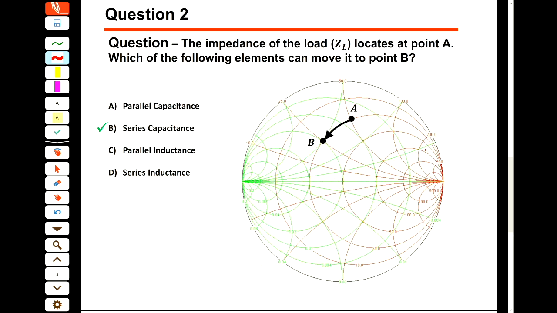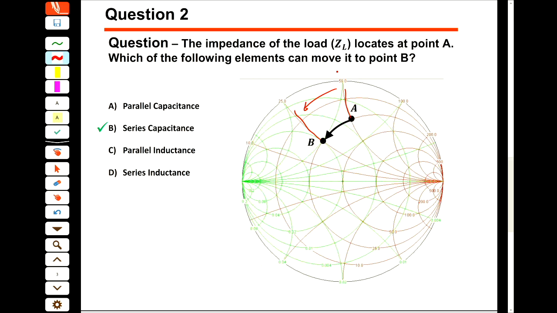First of all, we are moving on the red circles, and these red circles are impedance. Everything is in series. So it could be B or D, and we see that the value that we get for the j, I mean the reactance that we have, is decreasing.